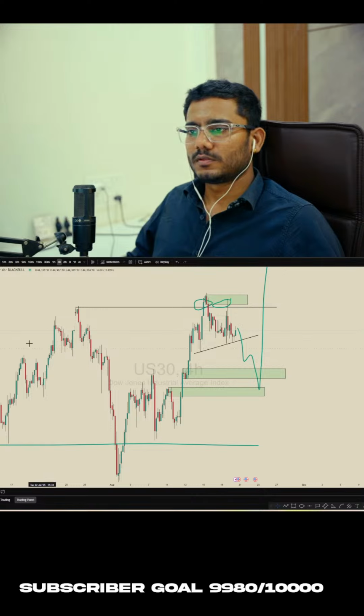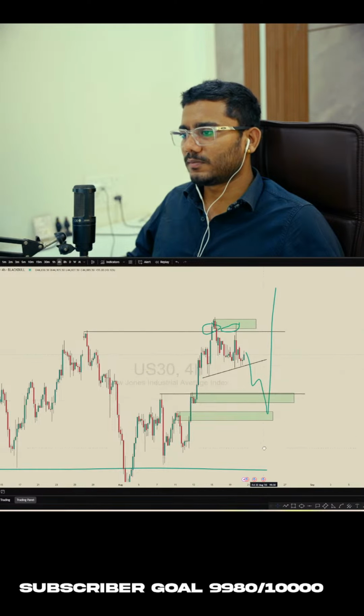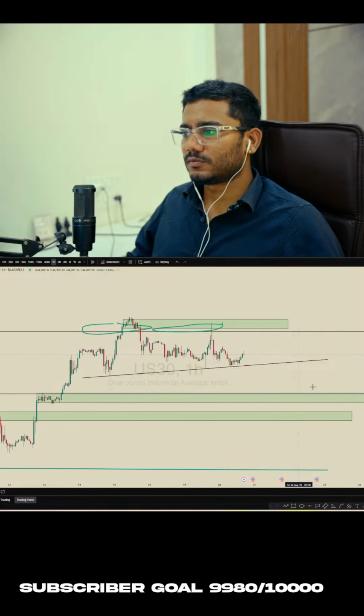Let's see. So this order block, this is the 1 hour breaker block with the order block setup to the upside. We have this trend line equity, so probably we can expect price to tap this area and it can continue.